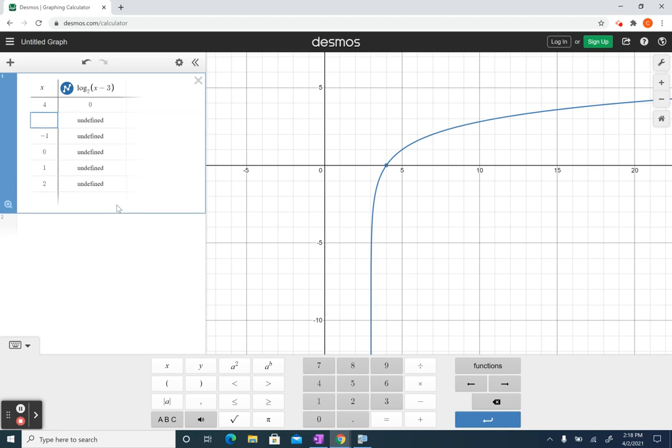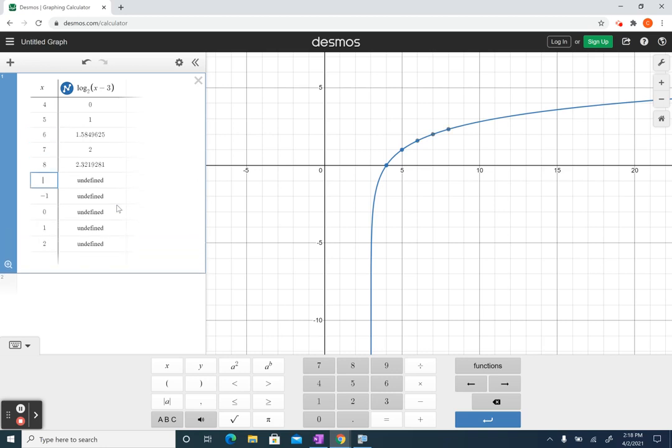So let's say you picked 4. That would give you 0. Then let's say you picked 5. That would give you 1. Let's say you picked 6, 7, 8, 9, 10. Again, I'm just choosing a couple of different values here. You're going to choose enough so that you have about 5 points. You're going to then convert them onto your paper.